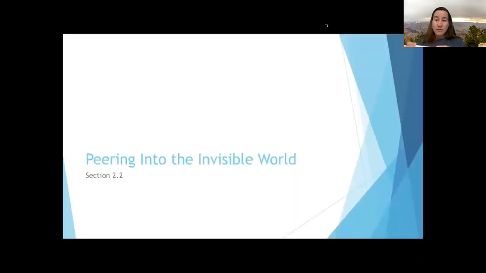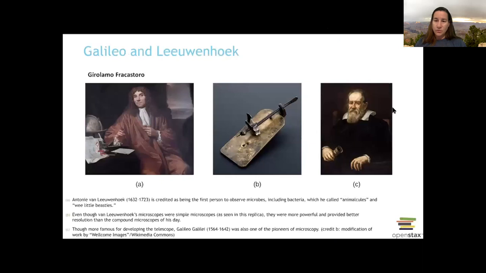Okay, so we're going to move on to the next section. It's kind of small. Section 2.2, peering into the invisible world. So we have more names for you to know. Some of these names we have already discussed though. So this new name that we haven't discussed yet is Girolamo.